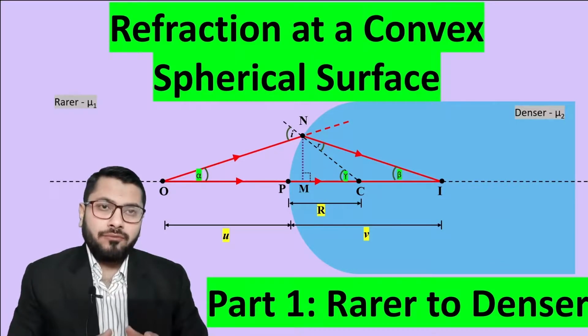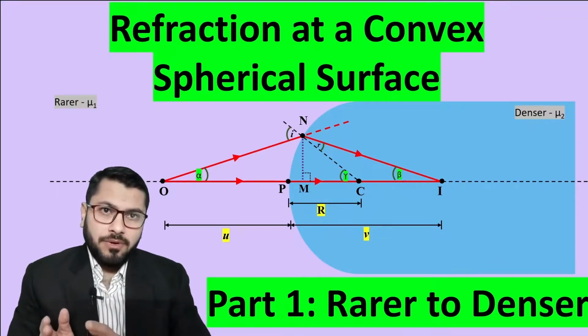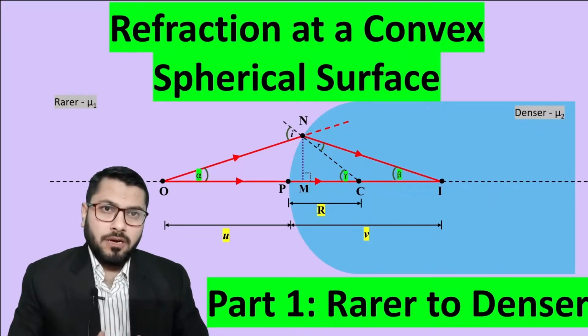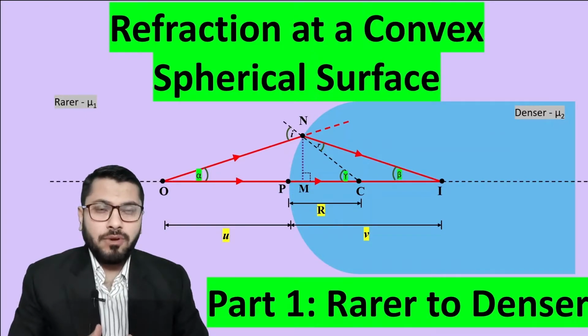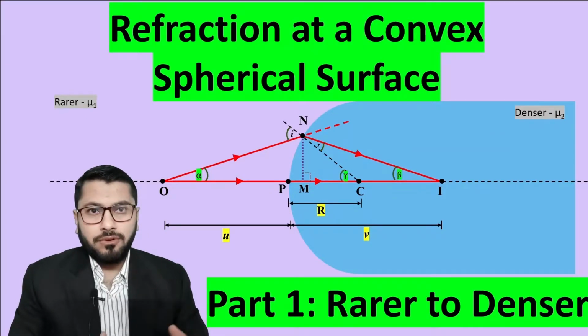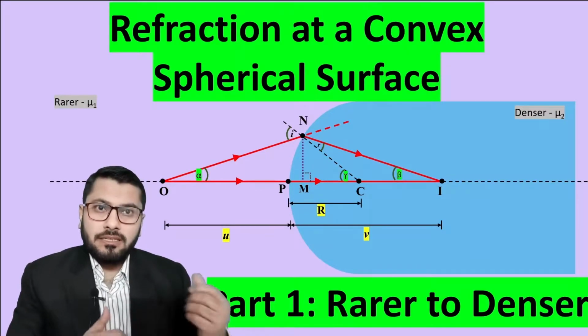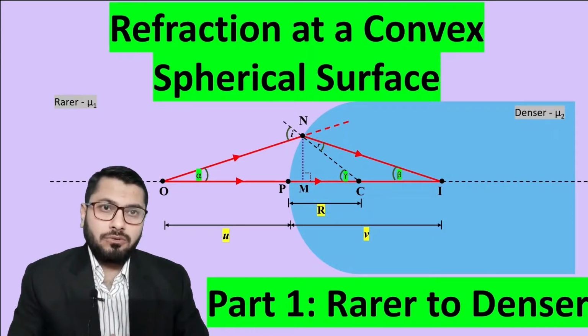In part 2, we will see what the change in the formula will be when the light goes from a denser medium into a rare medium. Part 1 and part 2 of the video combined together will be used in the lens maker formula, which will be my third video of this series. So the main goal is to derive the lens maker formula. Before starting that video, part 1 and part 2 are most important because these formulas will be used directly in the lens maker formula.